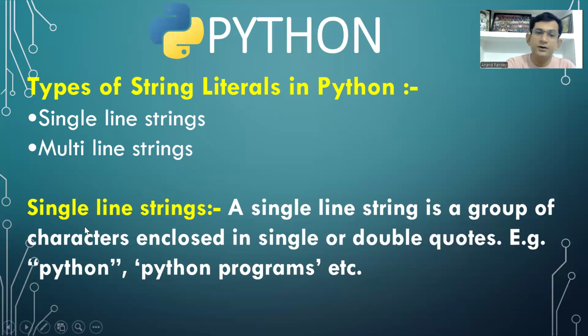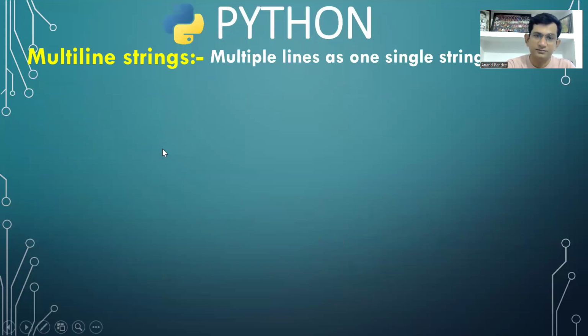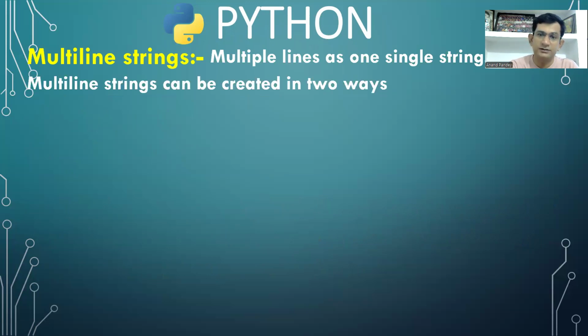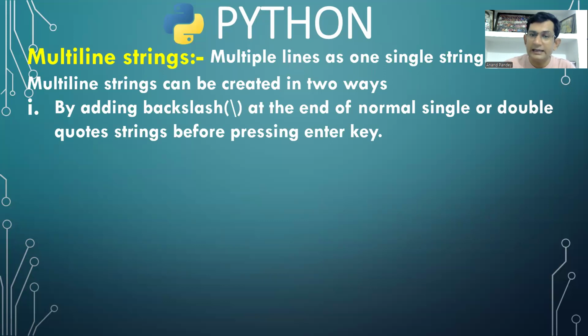Second type is, as I've written, multi-line strings. A multi-line string is multiple lines as one single string. Multiple lines as one single string means there will be multiple lines, but that will be treated as one single string. In Python we can create multi-line strings in two ways. First is by adding a backslash at the end of a normal single or double quote string before pressing enter. It will be clear with an example. Let me show you.